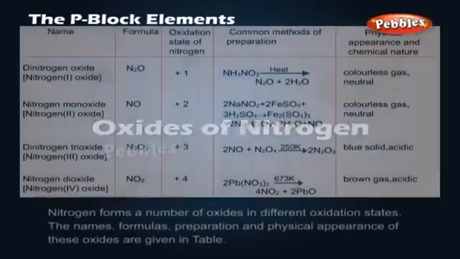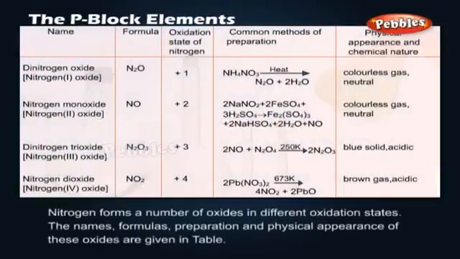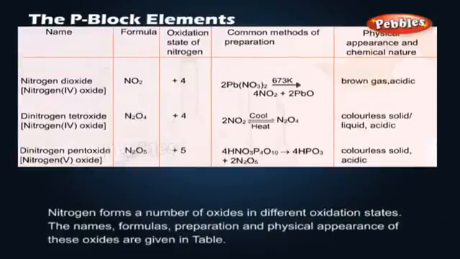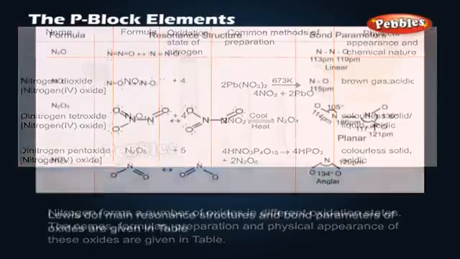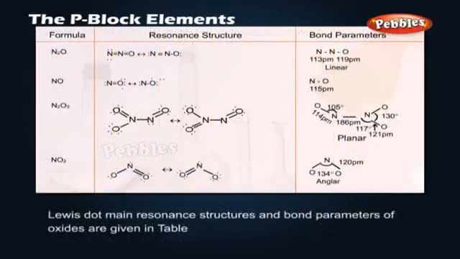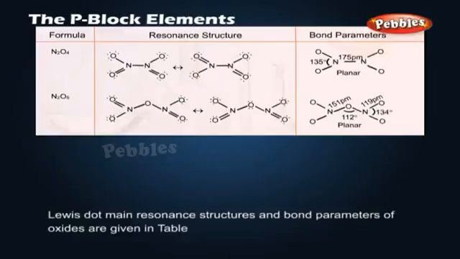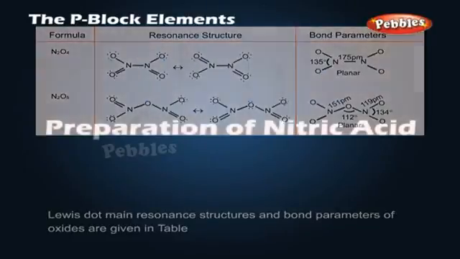Oxides of nitrogen. Nitrogen forms a number of oxides in different oxidation states. The names, formulas, preparation, and physical appearance of these oxides are given in the table. Lewis dot and main resonance structures and bond parameters of oxides are given in the table.